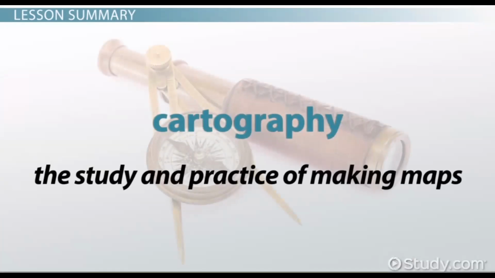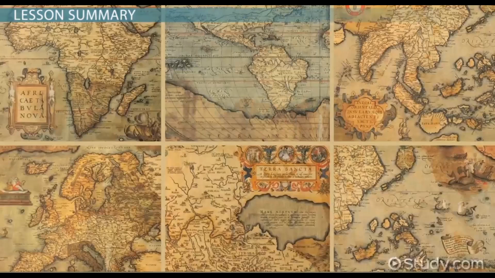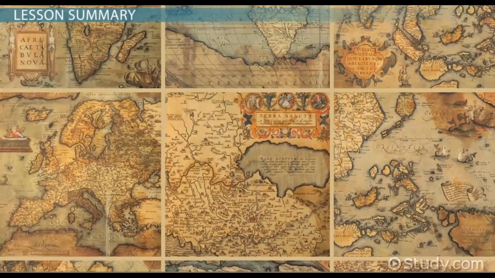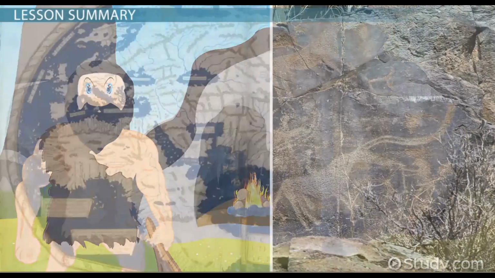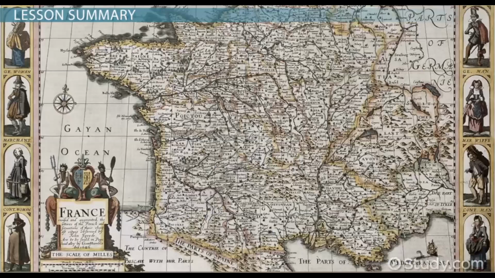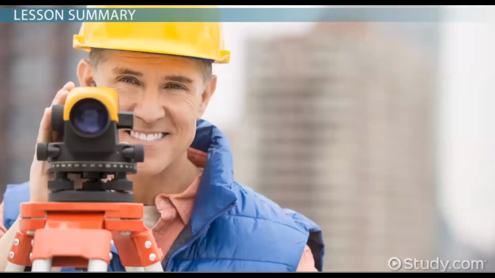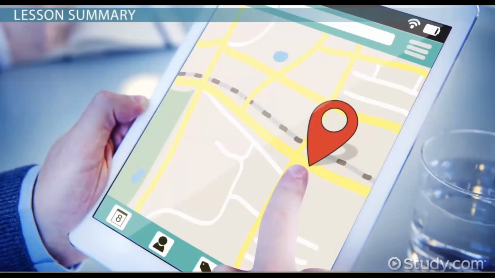Cartography is the study and practice of making maps. It has a very complex and storied history. Possibly dating back to about 7000 BCE, cartography has evolved through the ensuing years to be much more detailed and accurate. Today, modern techniques rely mainly on computers to map our world.